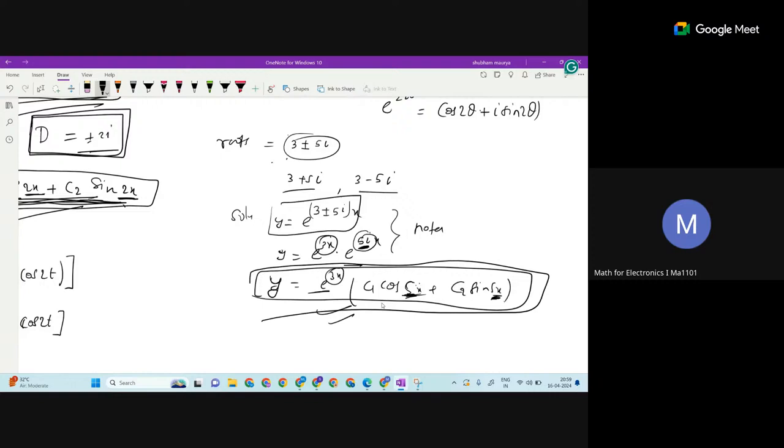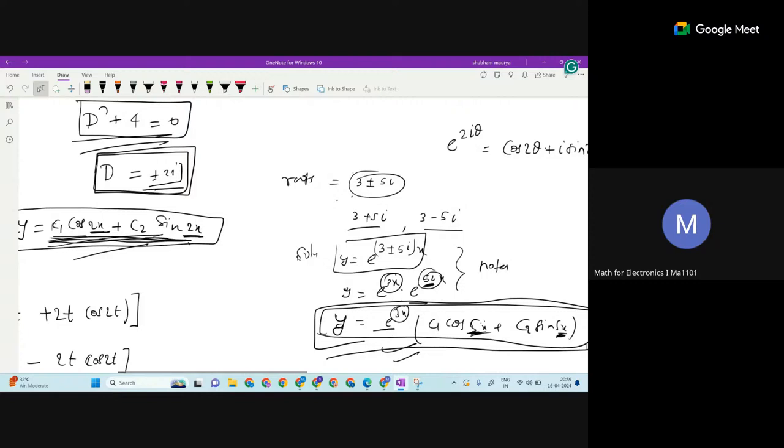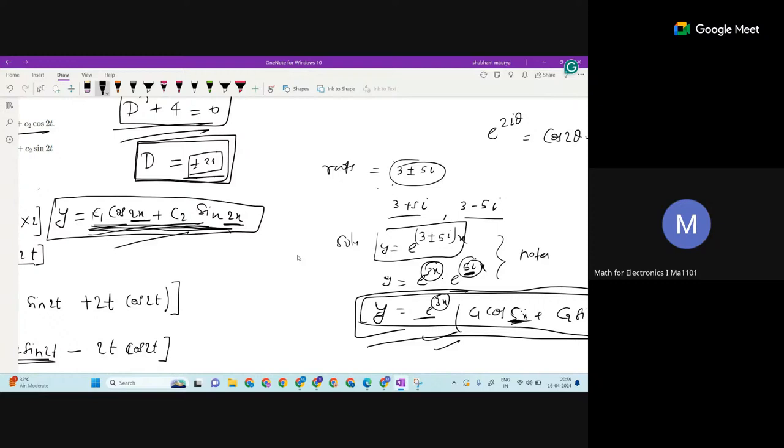Okay. So if the roots have no real part, exactly, only the imaginary part, the complex part, then the solution will be just c1 cos 2x plus c2 sin 2x. If there is an issue, you can assume 0 is there, and it will be e power 0x, which is exactly 1. So it means just c1 cos 2x plus c2 sin 2x.